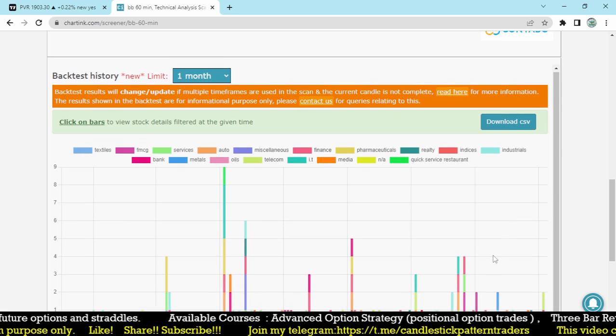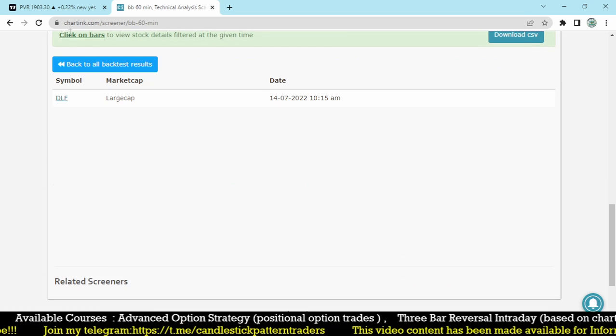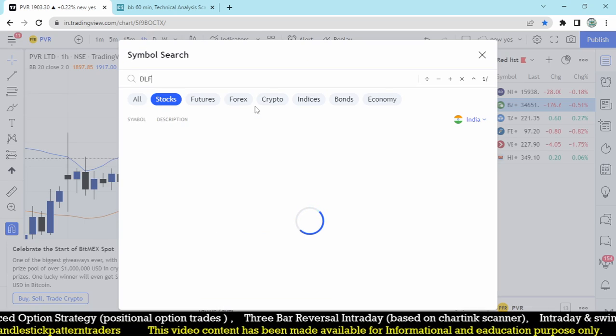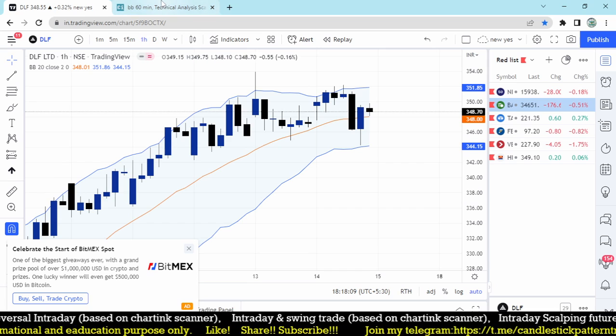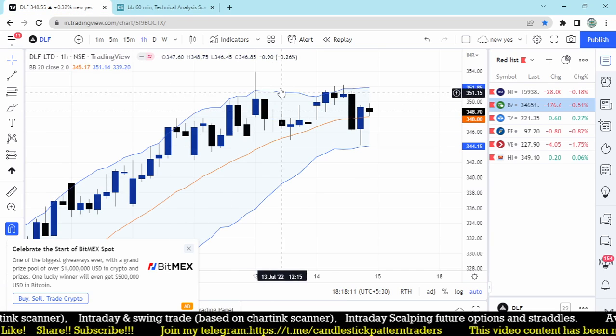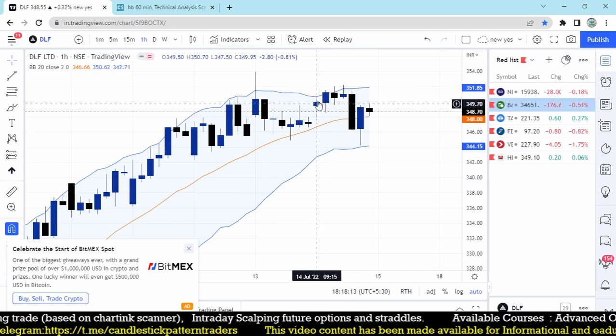And then what was the next stock? Let's go for the next stock, DLF Limited. Let's see DLF. What happened? I think this is happening at 9:15. Yeah, 10:15. This is at 10:15, this is the 10:15 candle.